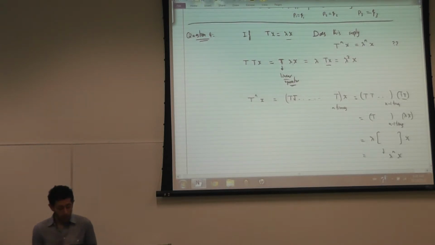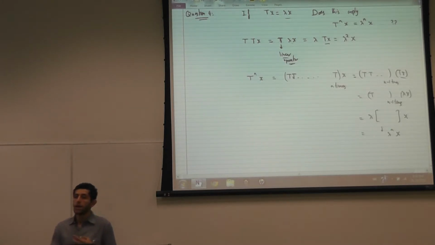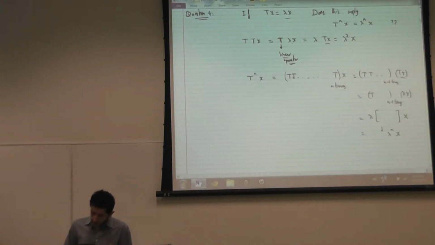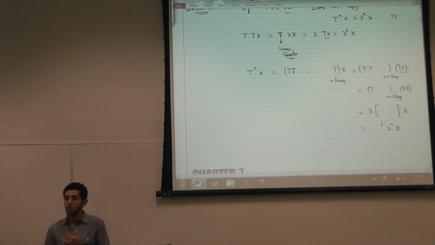Which basically means if T is a linear operator with an eigenvalue lambda, then if you take T and multiply it by T n times, you'll get lambda to the power n as an eigenvalue as well. Now, we never said that T is a symmetric matrix, and we never said that T is a diagonal matrix. So you cannot assume that T is a diagonal matrix. You cannot assume anything that is not given. T is just a general operator.